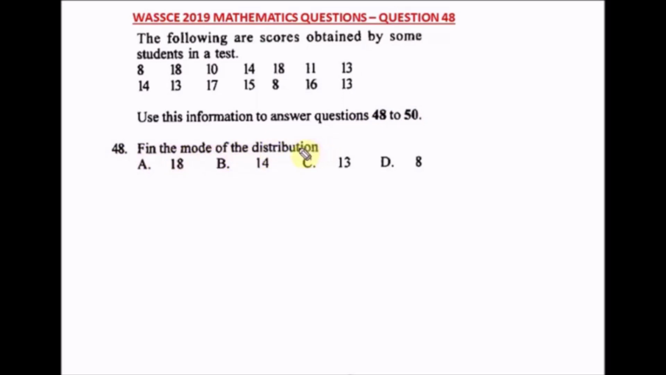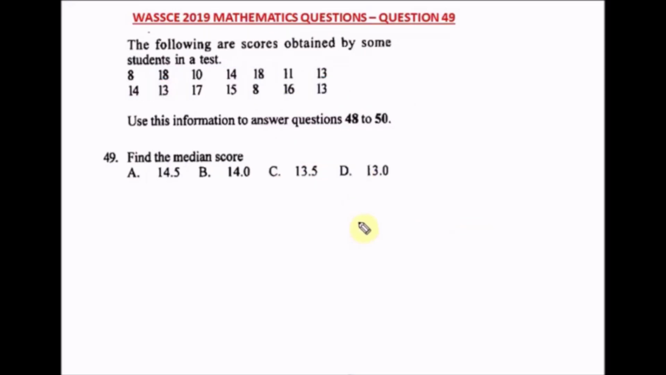What's the mode? Mode is what? The highest frequency. Okay, that's the number that frequently occurred. That's the score that frequently occurred. All right, so from here you can see that we have a lot of 13. We have 13 here, 13 here, another 13 here. Here there's a 14, here there's a 14. Which other frequency is high? No other. Okay, there's an 18 here, there's an 18. But the highest frequency is what? 13. So our mode is what? 13. Alright, and our right option here is option C.